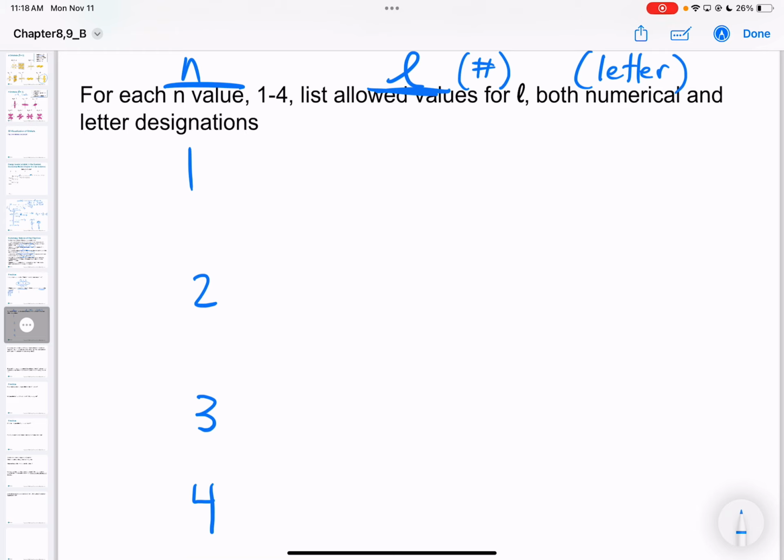We use this term allowed values a lot. You're going to see that: allowed values for L.